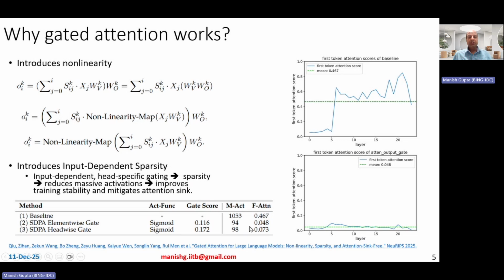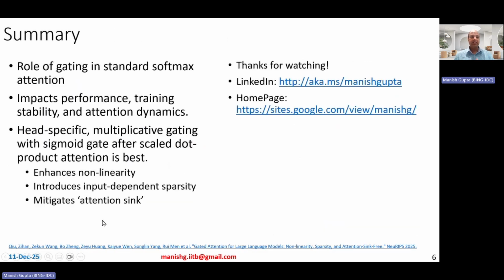This one basically shows the attention which is paid to the first token across all layers. And as was also observed here, the attention with the baseline is like 46.7%, while with scaled dot product attention with the gated attention method, it's very small, just 4.8% with the element-wise gating. Right, which basically helps mitigate the attention sink problem.